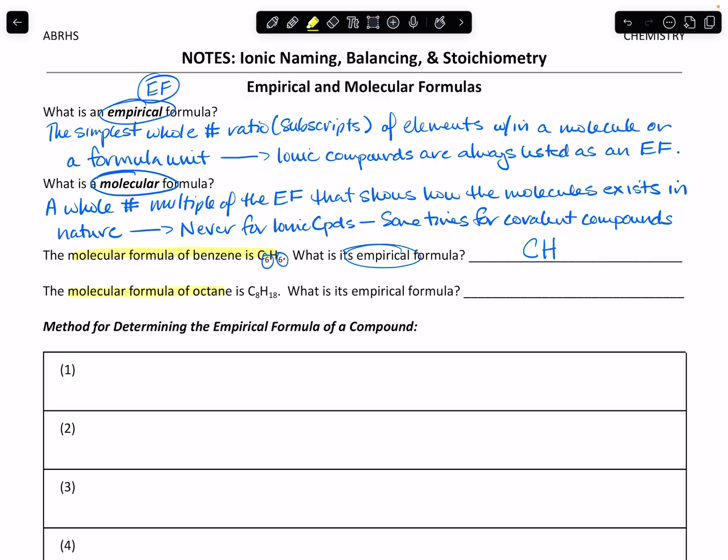The molecular formula of octane is C8H18. What is its empirical formula? So I ask, is there something I can divide both of those by? And the answer is 2, right? I can divide 8 by 2, I can divide 18 by 2, and I get C4H9, and that would be the empirical formula for C8H18. So you can see that there's a difference between the empirical formula and the molecular, and it's an increase in those subscripts by some whole number factor. So we're going to learn how to calculate the empirical formula first, and then we're going to work on calculating the molecular formula.